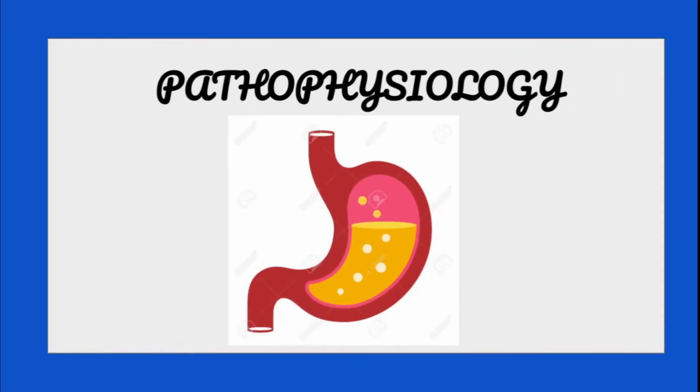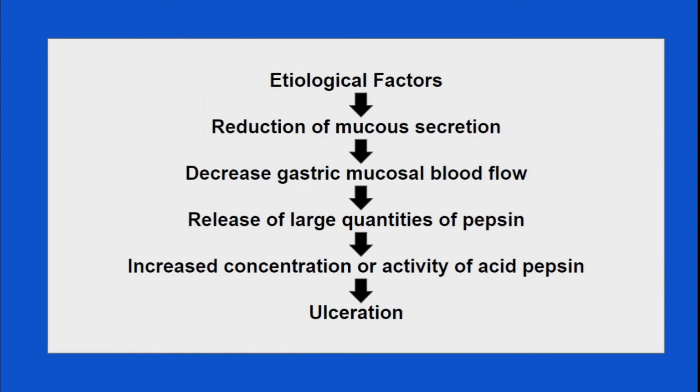Next is pathophysiology. Because of etiological factors, like continuously smoking or continuously taking a lot of NSAIDs, there is reduction of mucus secretion and decreased blood flow because of that. Because there is decreased blood flow, there is release of large quantities of pepsin. Pepsin is the stomach acid. Because of large quantity release of pepsin, there is increased concentration and increased activity of acid pepsin, which leads to ulceration. So the pathophysiology is very simple.